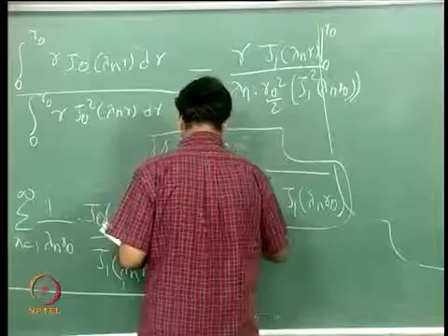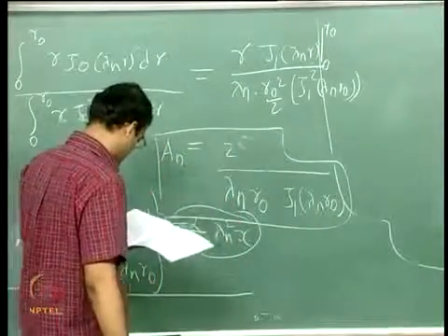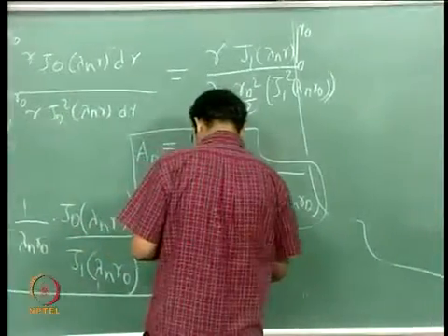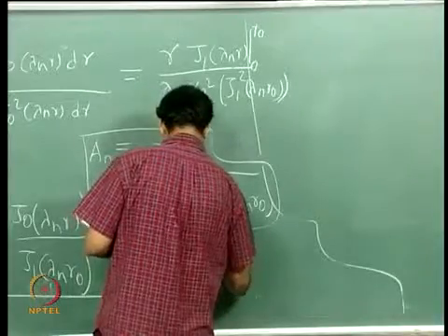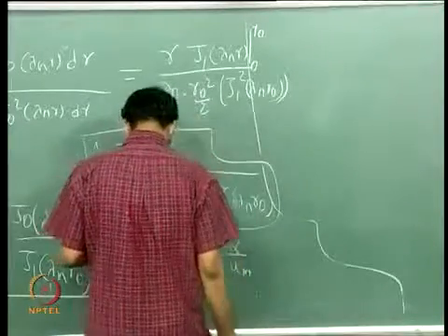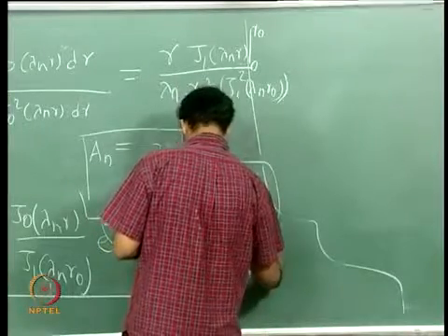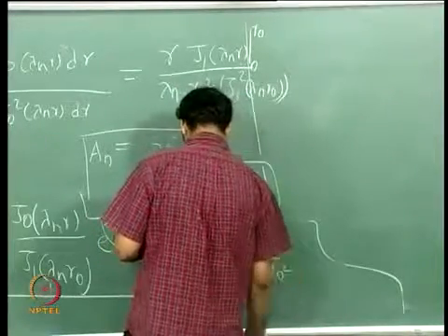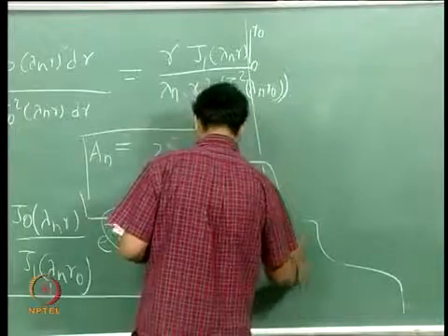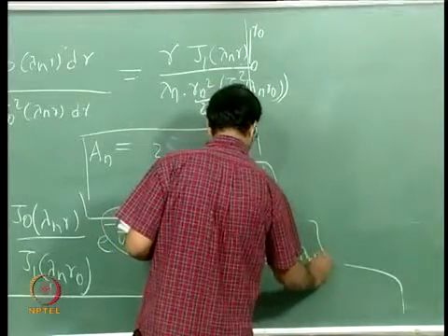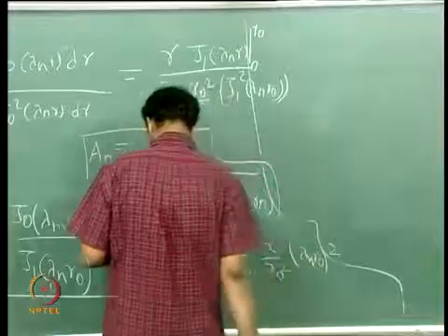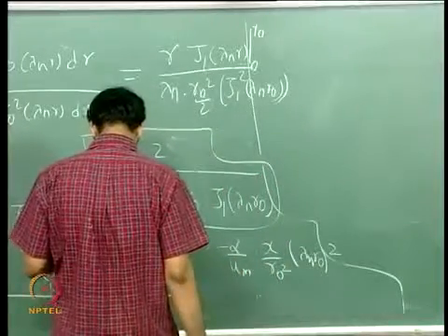I can write this minus alpha by lambda n square x as minus alpha by lambda n r naught the whole square, into x by r naught square. So I am multiplying and dividing by r naught square, so lambda n r naught the whole square.